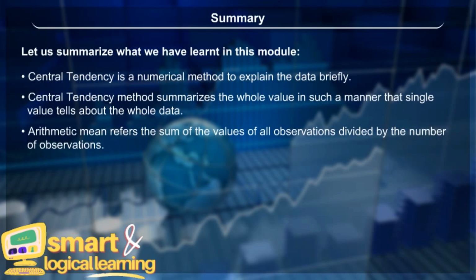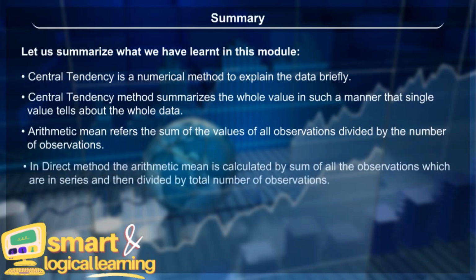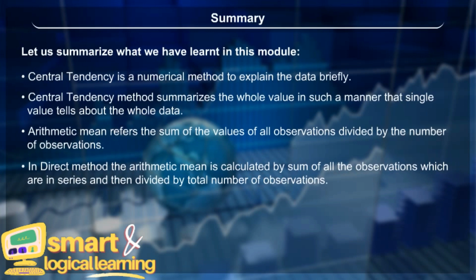Arithmetic mean refers to the sum of the values of all observations divided by the number of observations. In direct method, the arithmetic mean is calculated by summing all the observations in the series and then dividing by the total number of observations.